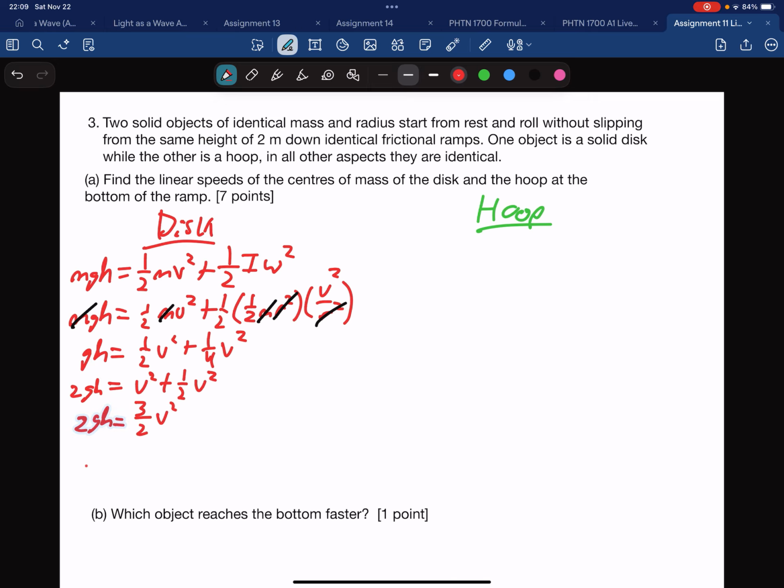This here is going to be 3 over 2 v squared. And isolating for v, I get the square root of 4 over 3 gh, which is equal to the square root of 4 over 3 times 9.8 times 2. And this gives me 5.112 meters per second.